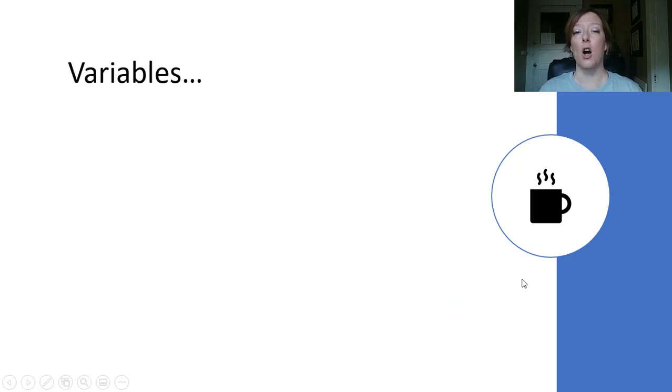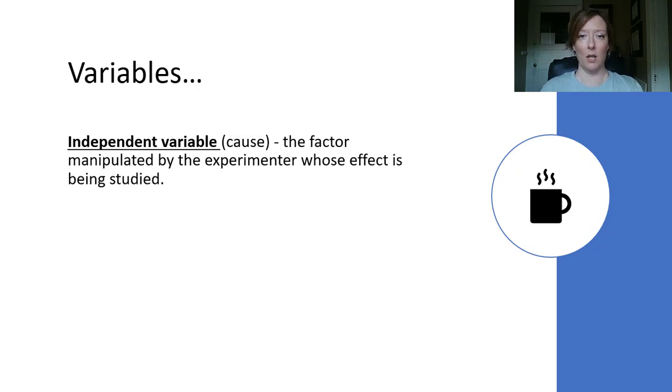Our variables. Okay, here comes some really important vocabulary words. The independent variable. Don't get confused. The independent variable is going to do its thing no matter what.